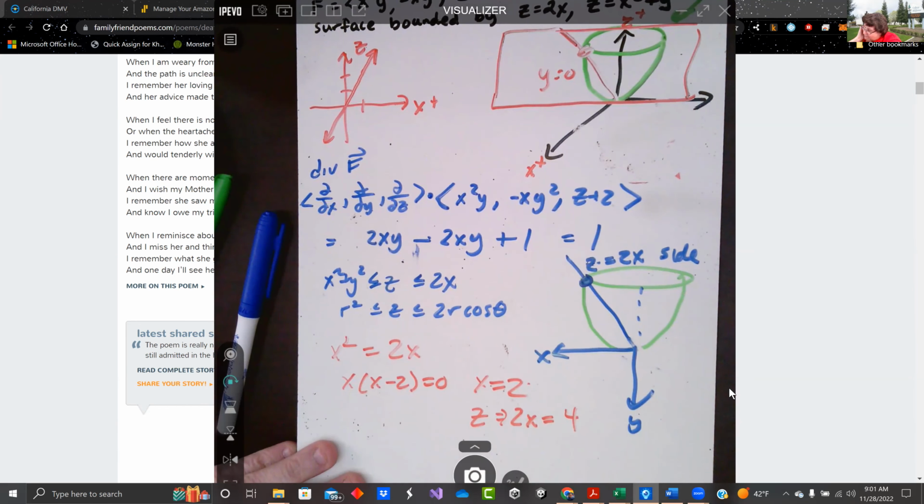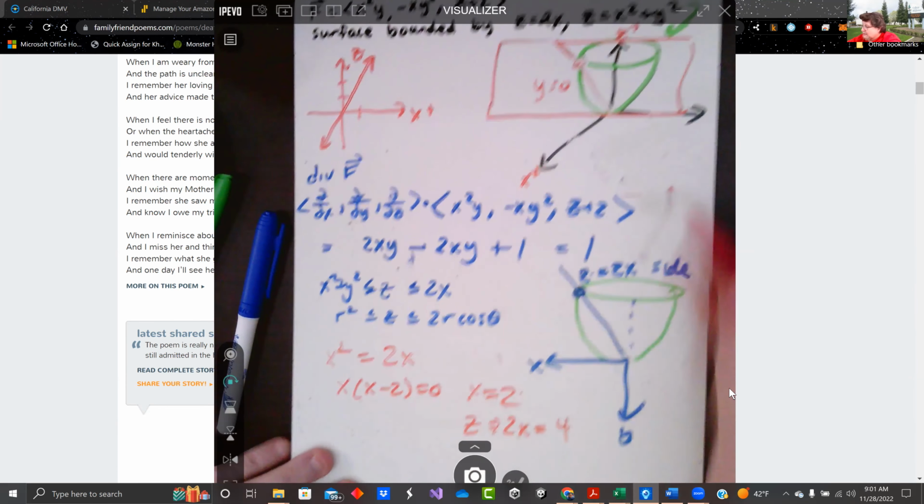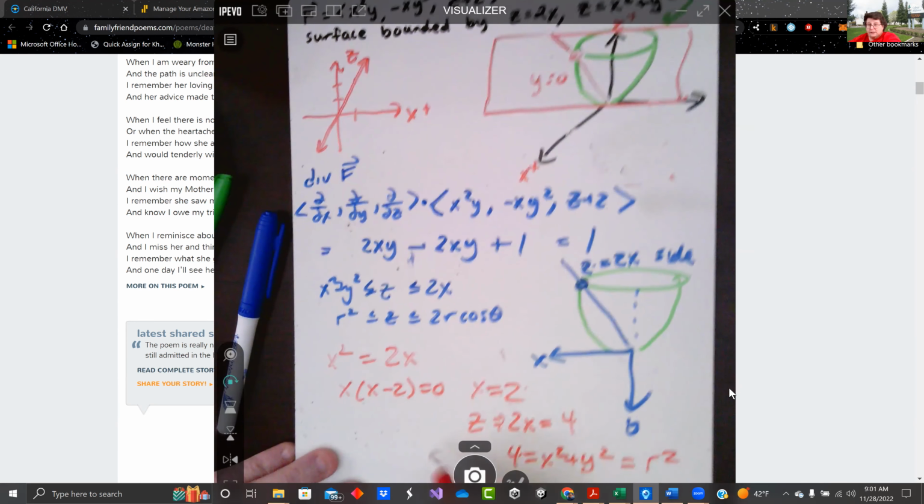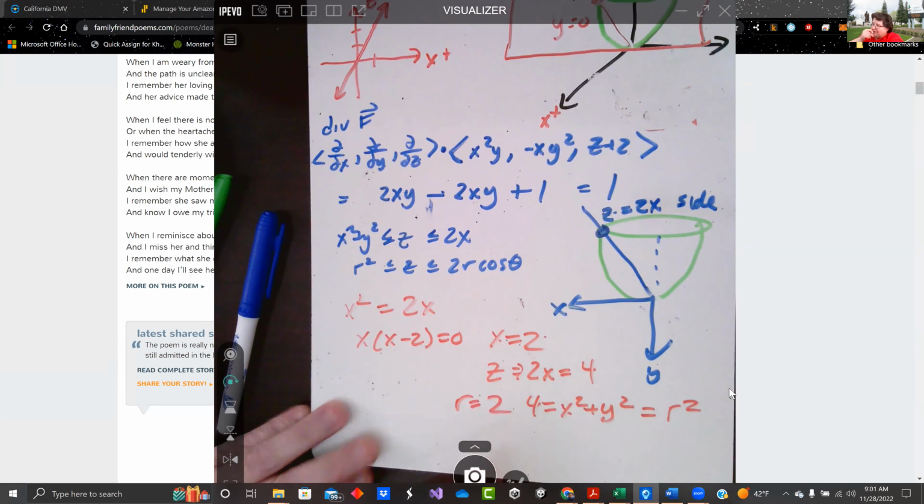And I need that in terms of a radius. 4 equals x squared plus y squared. The radius is 2. All that to find my r. That was a lot of work to find r, wasn't it?